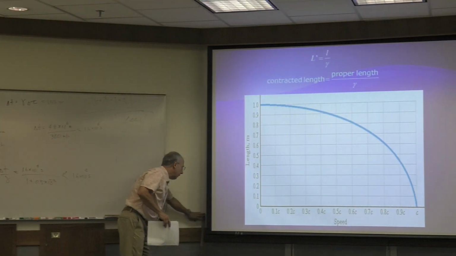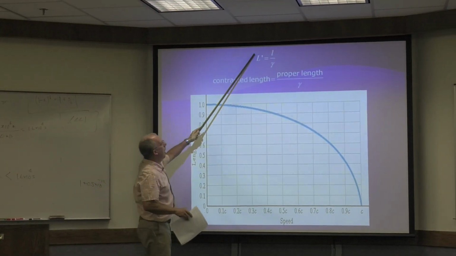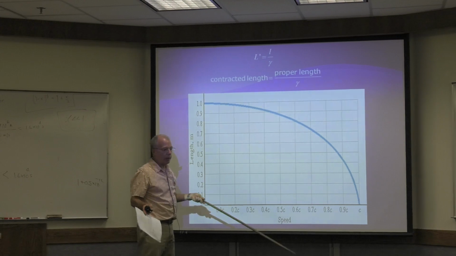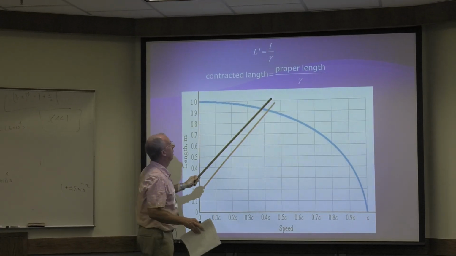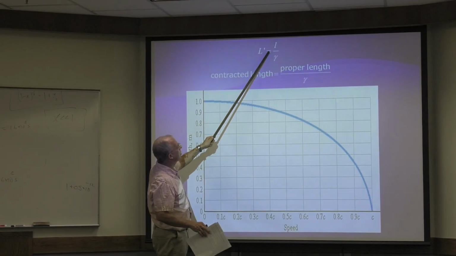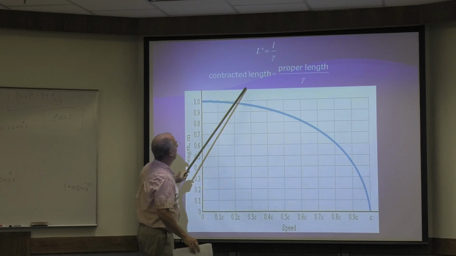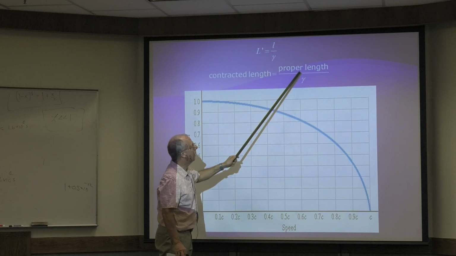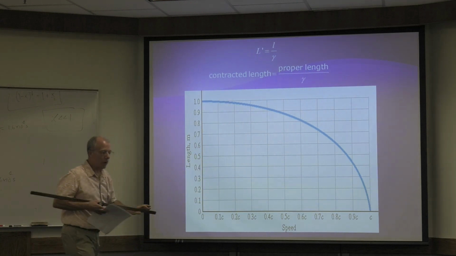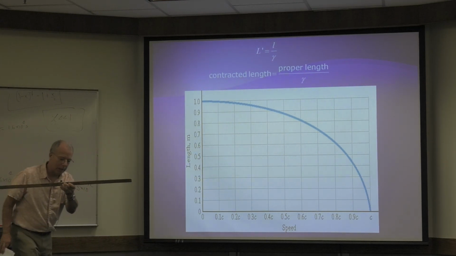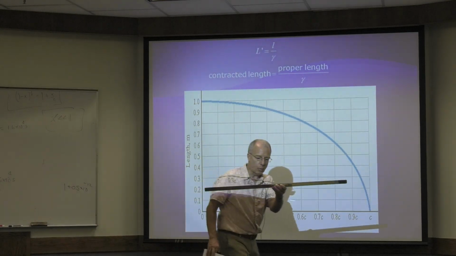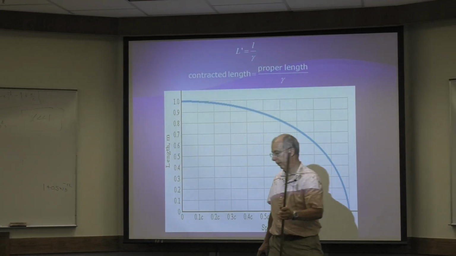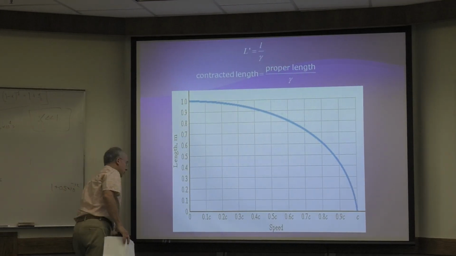So here's the equation. Uppercase, and this is just what Randy Knight uses, other people use different notation, uppercase L prime equals lowercase l divided by gamma. So the contracted length equals the proper length divided by gamma. So if I'm running relative to you, the proper length is 1 meter. Okay? So here's the graph.